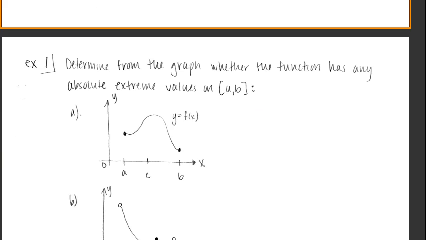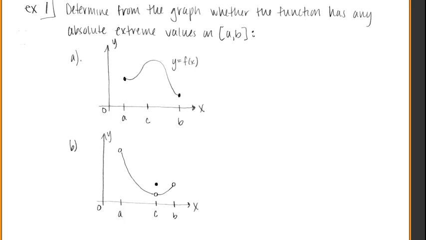Okay, so let's look at example 1. We want to determine from the graphs whether the function has any absolute extreme values in the interval a to b. Okay. Well, to check for any extreme values, remember we look first of all at the endpoints to see if it's a high point and low point, and specifically we're looking for the absolute, so we're looking for the maximum height and the lowest height. And along the way, it's all continuous.